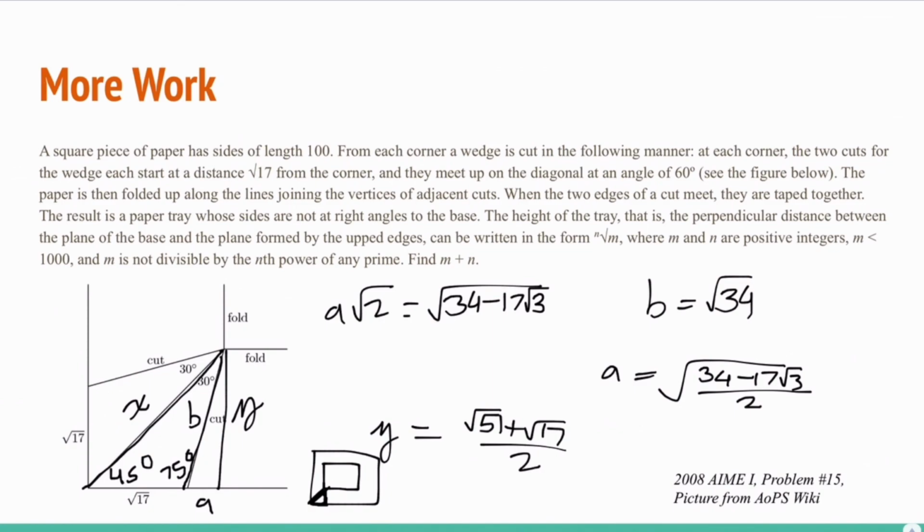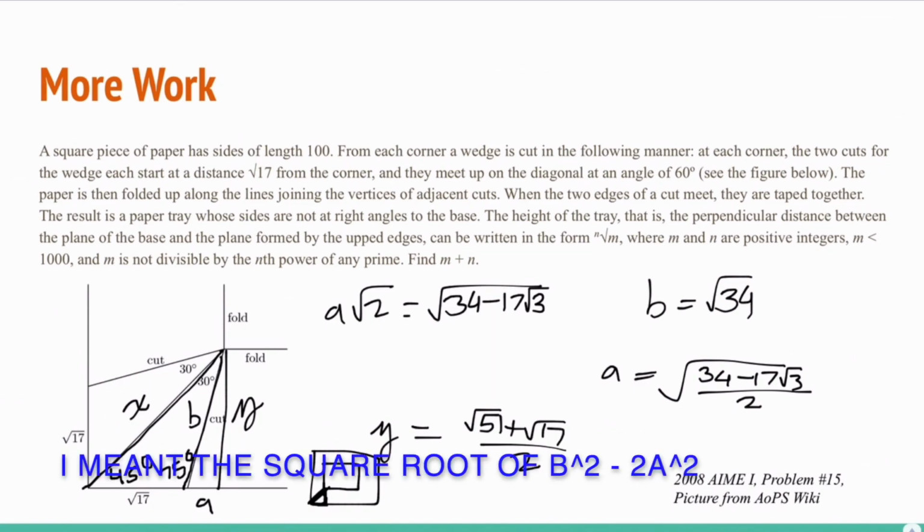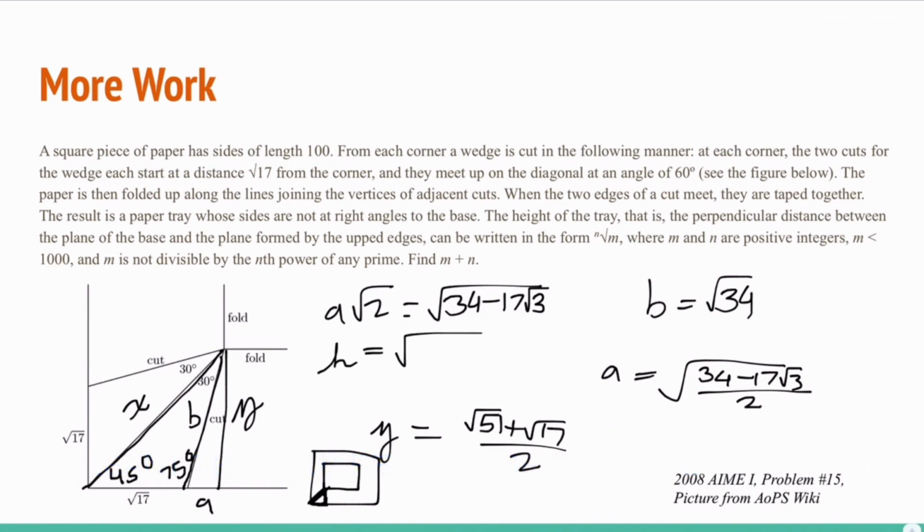And our final answer is h, which is equal to square root of b squared minus a squared, which is the square root of 17 root 3. And putting it in the way that they want it, this equals the fourth root of 867. And 867 plus 4 is just 871, which is our answer.